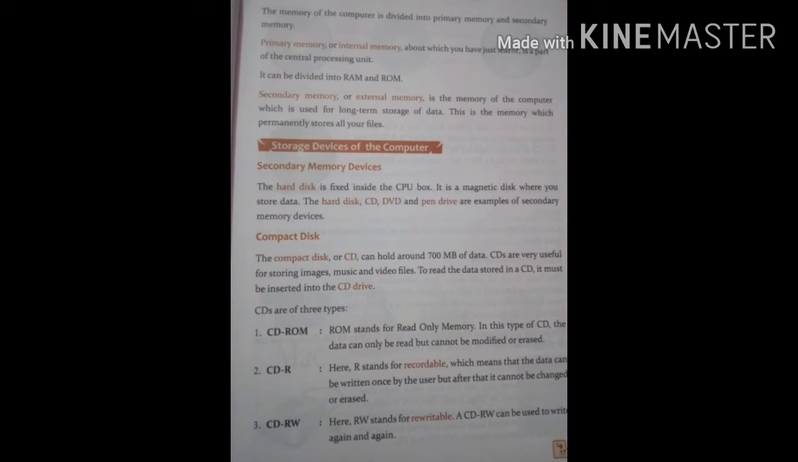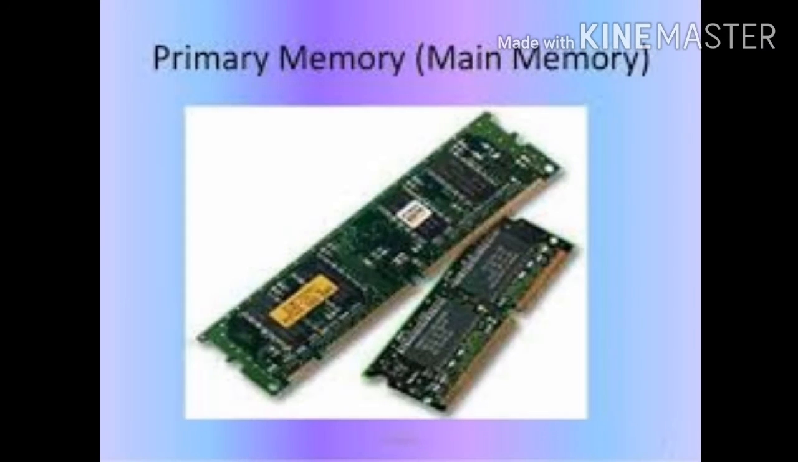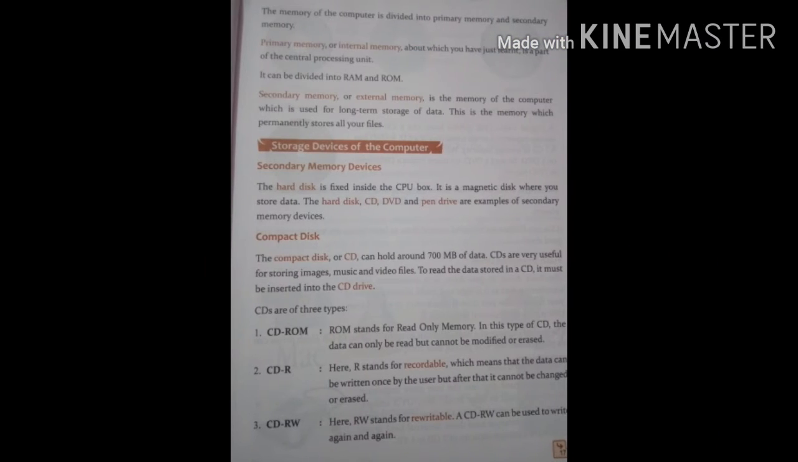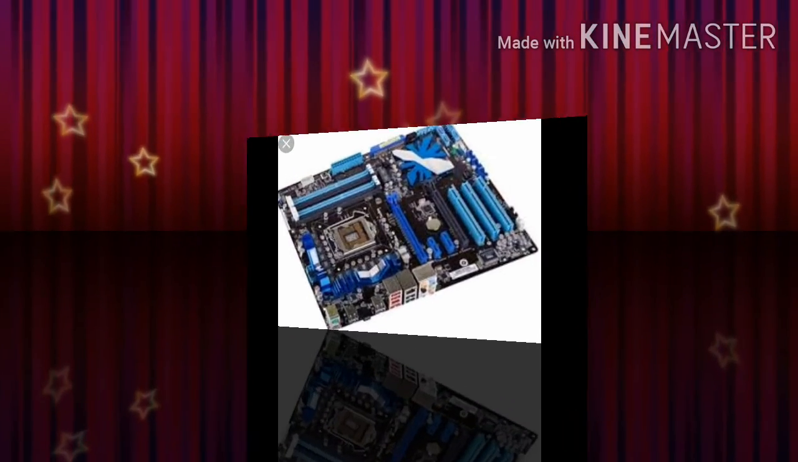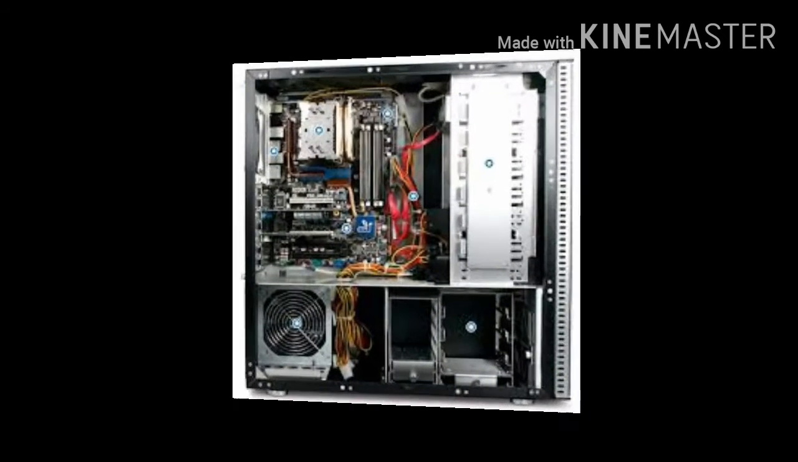The memory of the computer is divided into two types, primary memory and secondary memory. Primary memory is also called internal memory. The primary memory is a part of the central processing unit. It is also called main memory. It is fixed on the motherboard inside the CPU box.